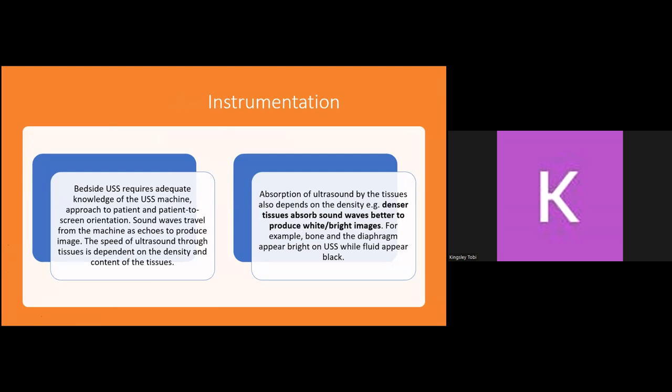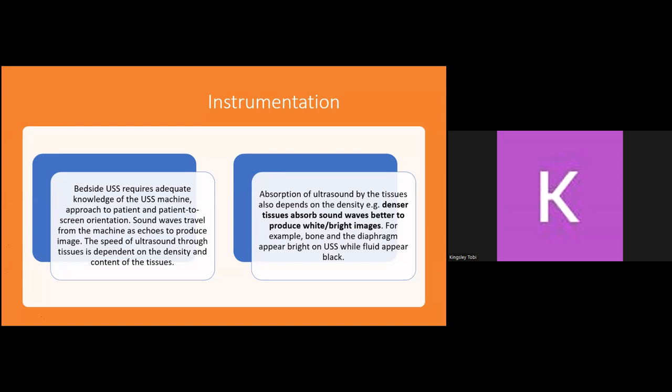All right, we'll look a little bit at instrumentation, because performing a lung ultrasound requires adequate knowledge of the ultrasound machine itself, how to approach the patient in terms of adequate patient positioning, and your probe positioning. It's also important to have a good understanding of patient-to-screen orientation. We know that sound waves travel from the machine and return as echoes to produce images of tissues and organs. The speed of ultrasound through tissues is dependent on the density and content of the tissues.